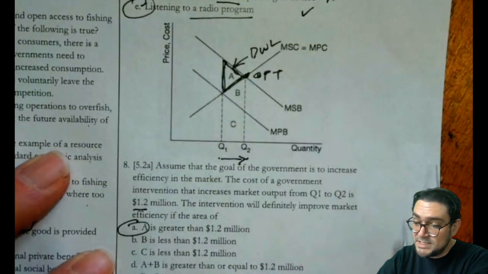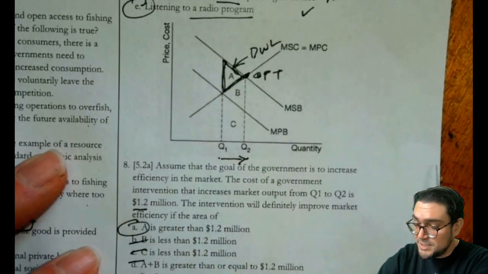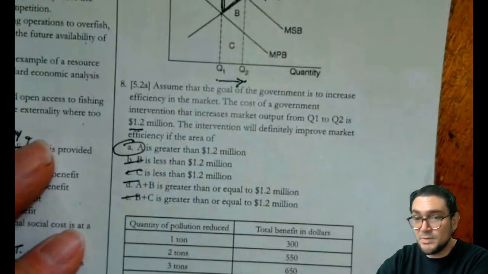These other areas, B and C, are not meaningful. So we're going to rule those out. All of these other areas don't mean anything. It's just A is the deadweight loss.